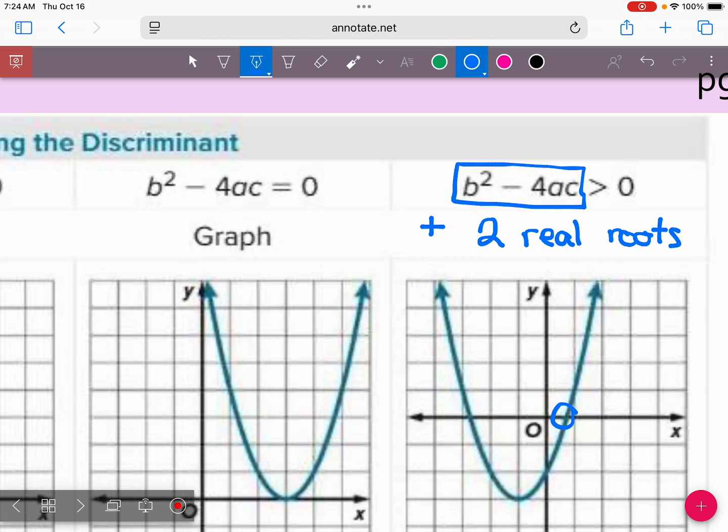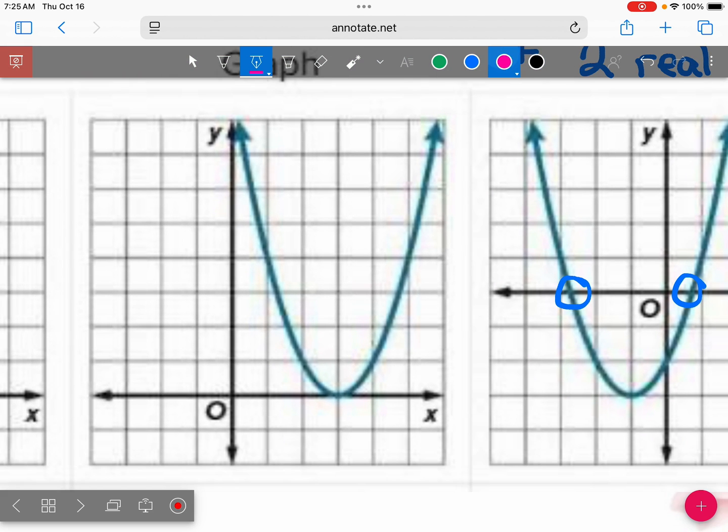We have 2 places where this is crossing my x-axis. I have 2 solutions. So if what we get for this is positive, we have 2 real roots. We will have actual numbers. If when we substitute in our A, B, and C, we get exactly 0, 0, just 0 and nothing else. If we get exactly 0, that's when we're going to have 1 real root.